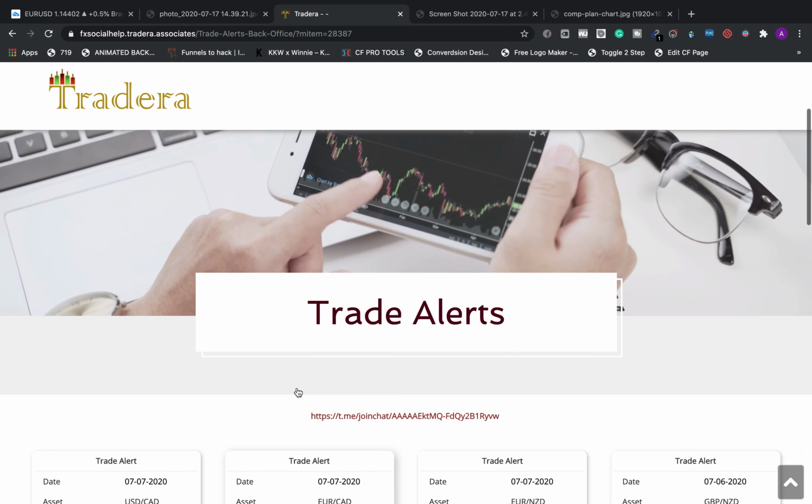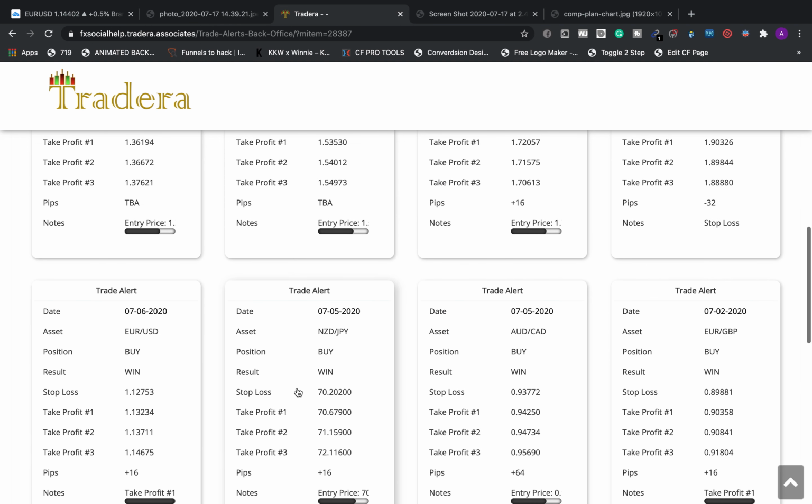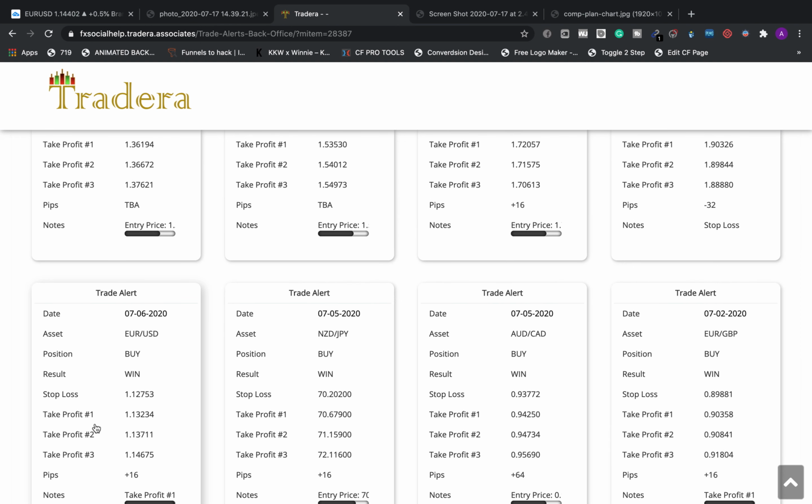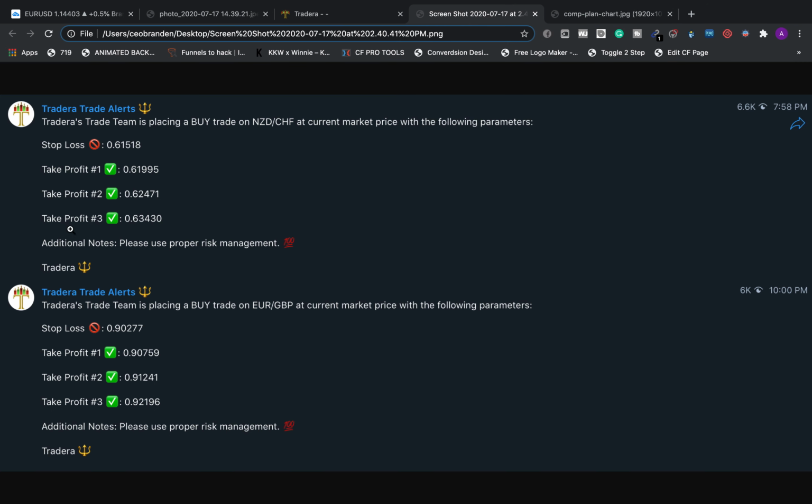So they give you all the trades, and they give you, as you can see, the stop loss, the take profit 1, take profit 2, take profit 3, and it looks just like this on your phone. So they send it to your phone. They say, hey, look, there's an NZD-CHF trade. All you gotta do is input this number and input either take profit 1, 2, or 3, and you can choose which one. The higher you take profit, the more money, but the less likely.